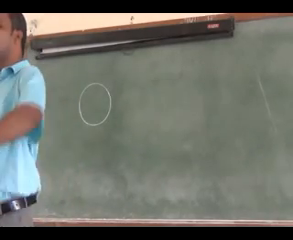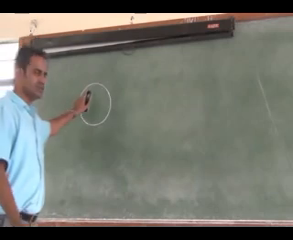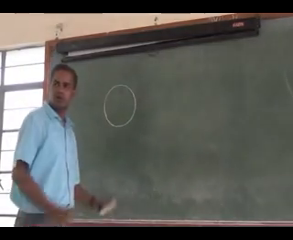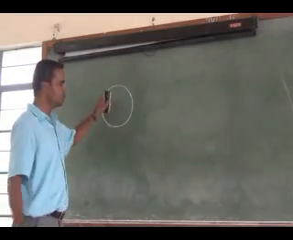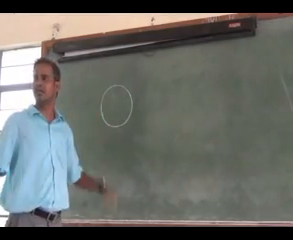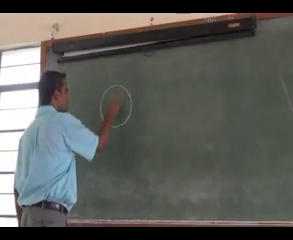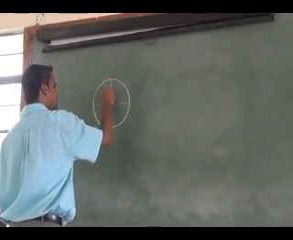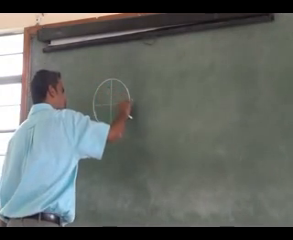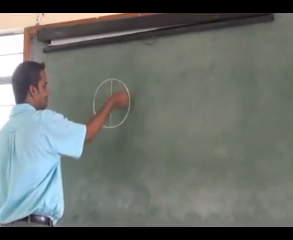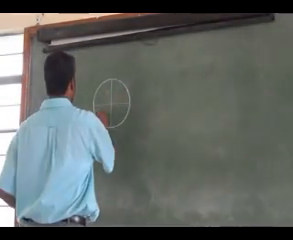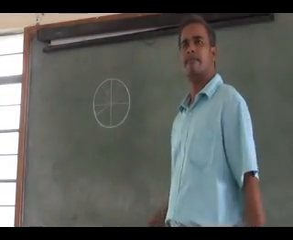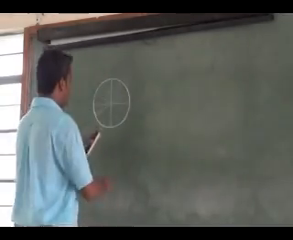To start the epicycloid, the generating circle radius is 25, diameter is 50. So before drawing the base circle, for easiness, you divide this circle into 12 divisions. First of all, you divide this circle into 12 divisions. See here, listen.